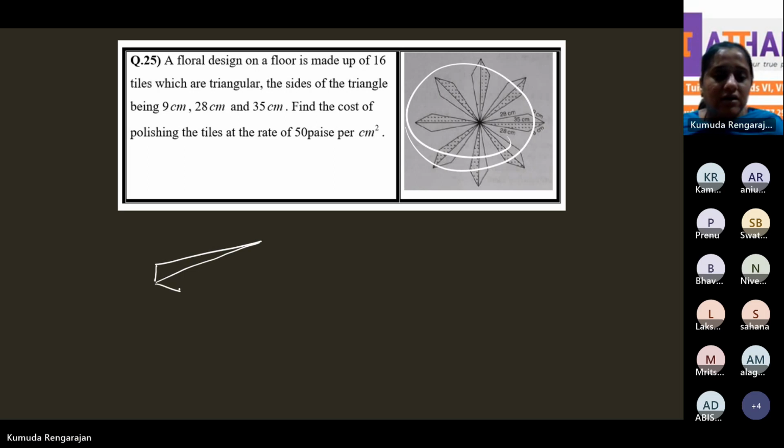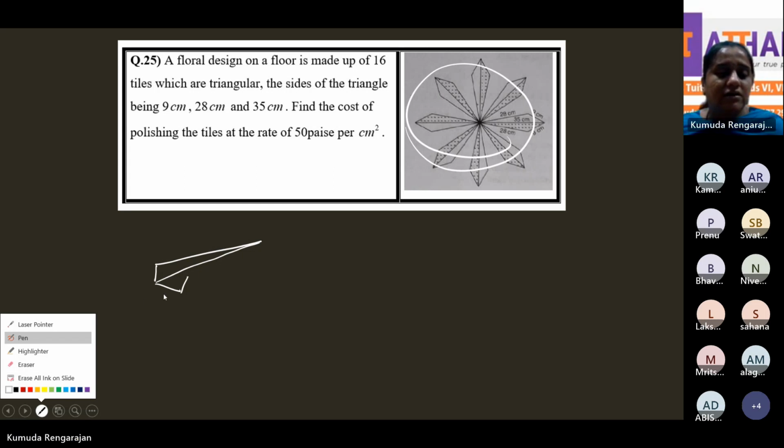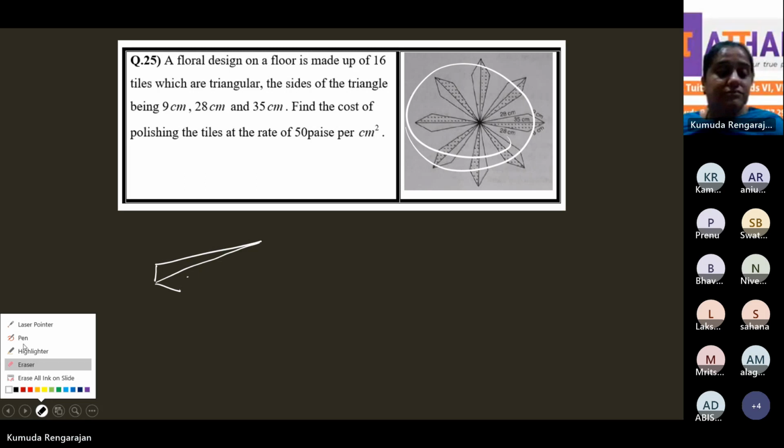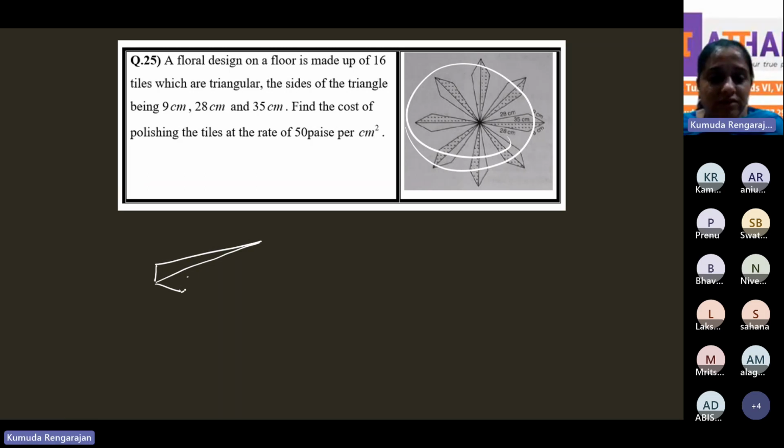And this is the other triangular tile. They are put together, joined like this to make a petal of the flower. These are the petals: 1, 2, 3, 4, 5, 6, 7, 8.